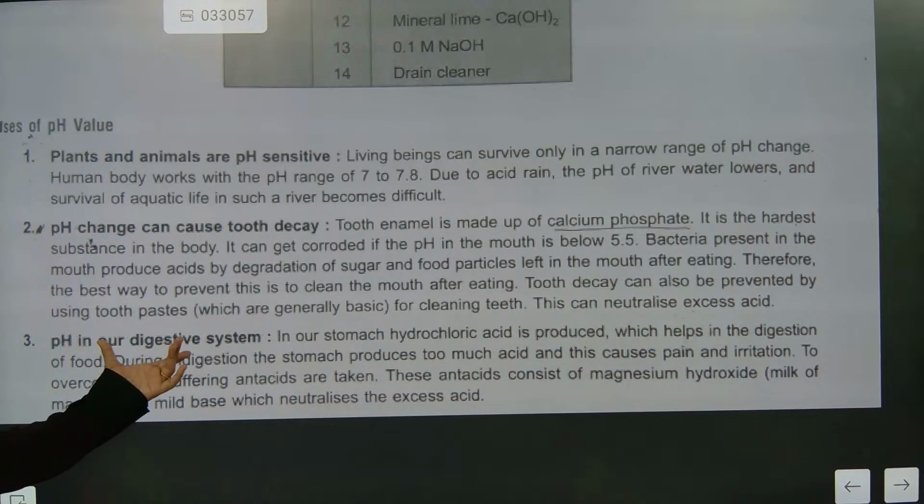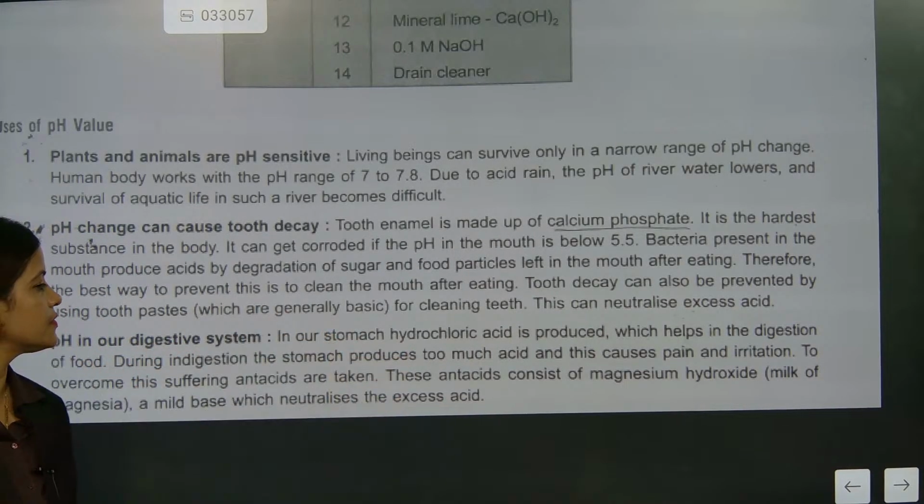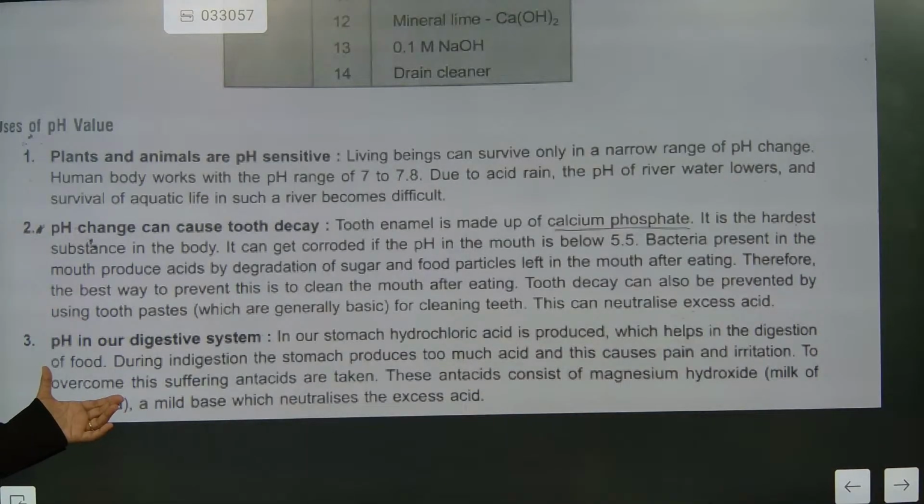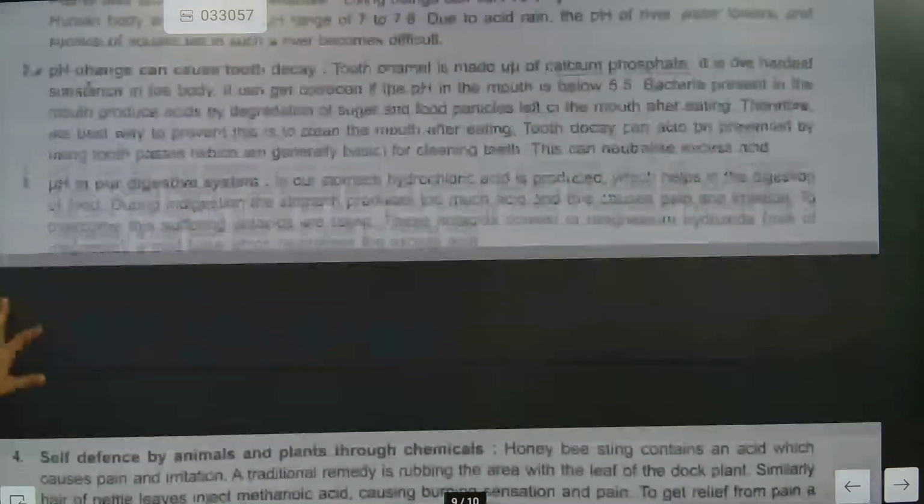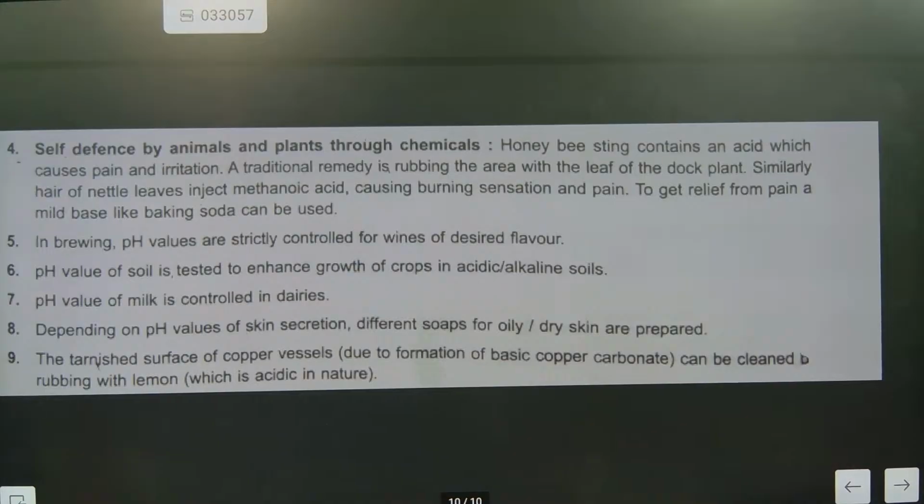So pH of our digestive system. What is the pH of our digestive system? It will work very near. So suffering antacid, that we have already discussed. Now self-defense by animals and plants through chemicals. Honeybee sting is acidic. Understood? So remedy means, at home, dock plant.